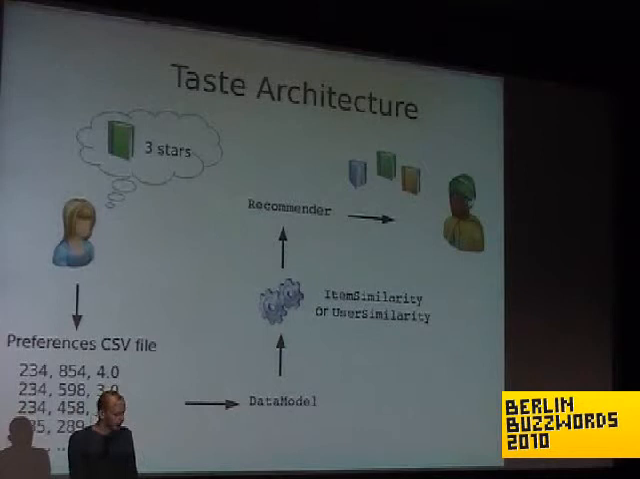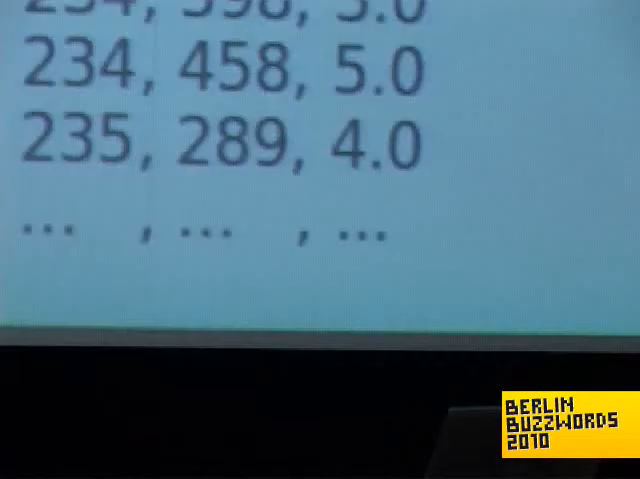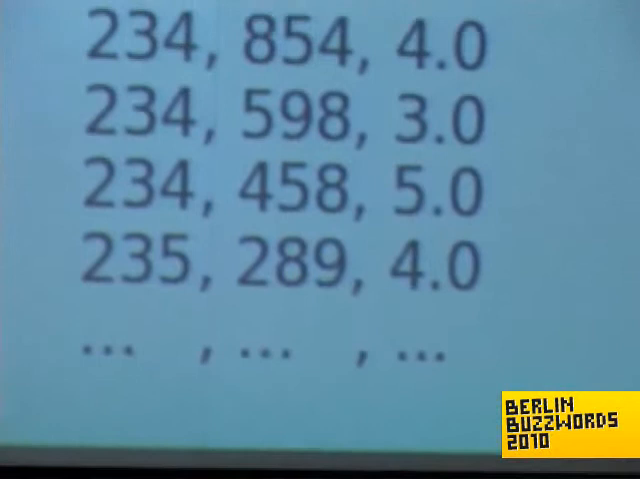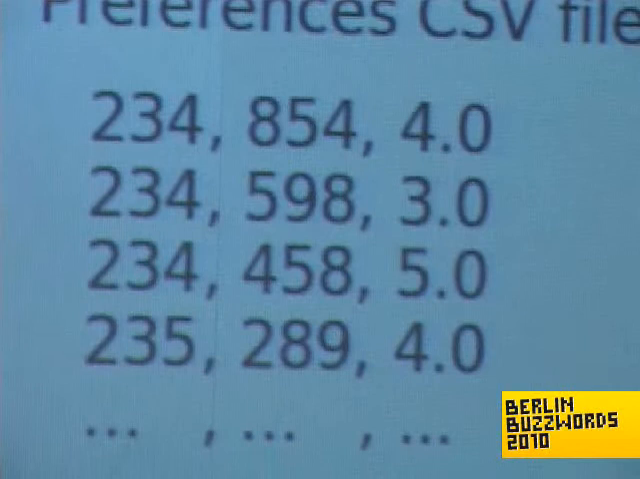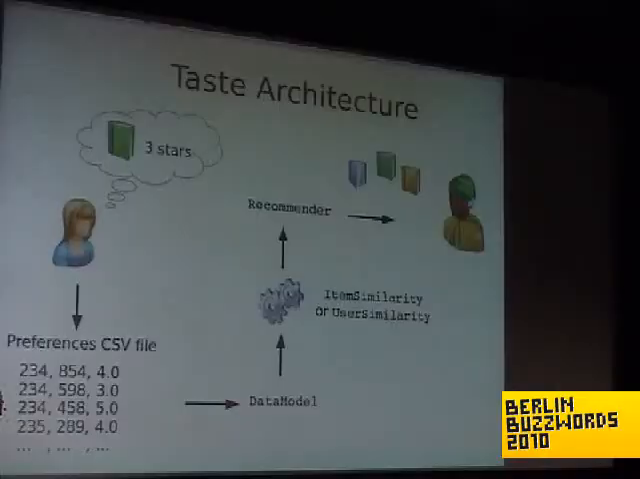They can be stored in a CSV file, for instance. So on the bottom left, you have your preference file. You have a user ID, an item ID, and a preference value for explicit preferences in this case. But you could also leave out the preference value, of course. Then this data will be put in the data model.